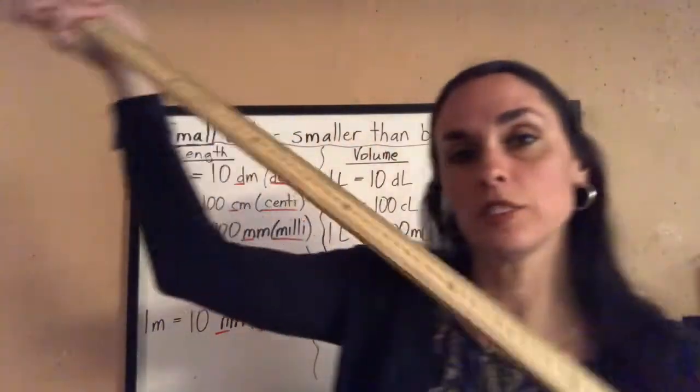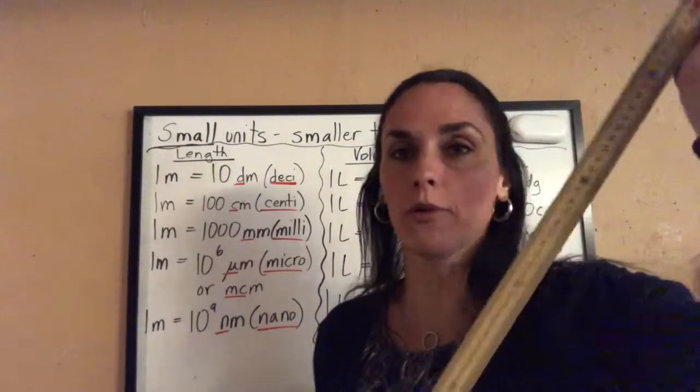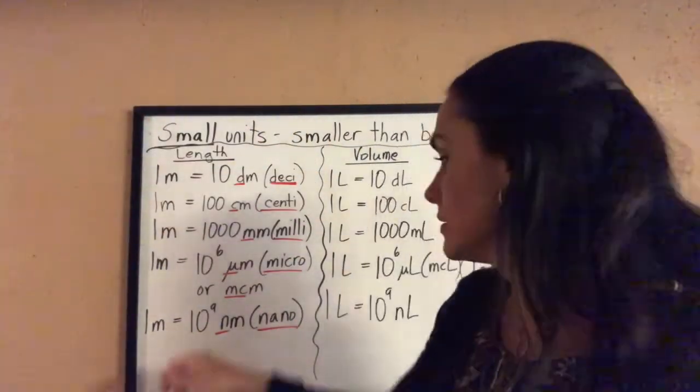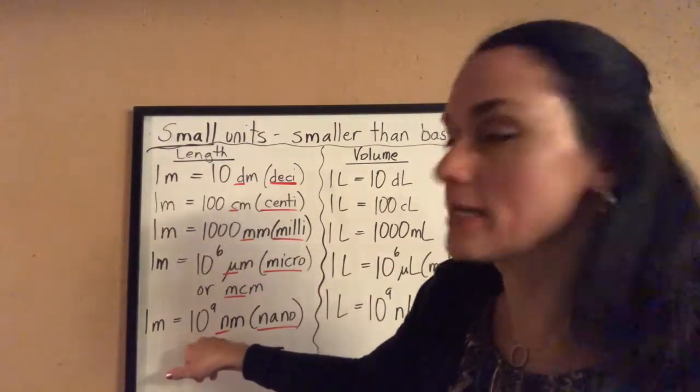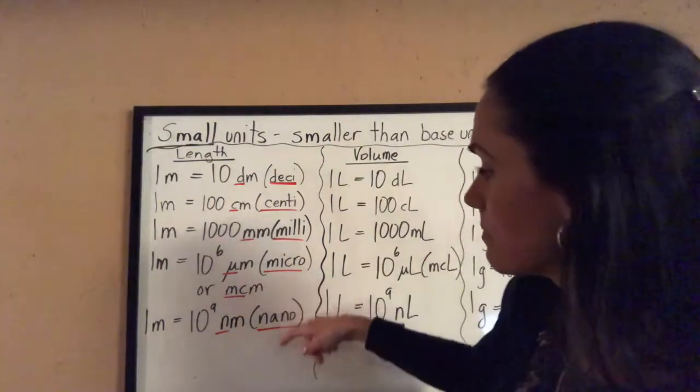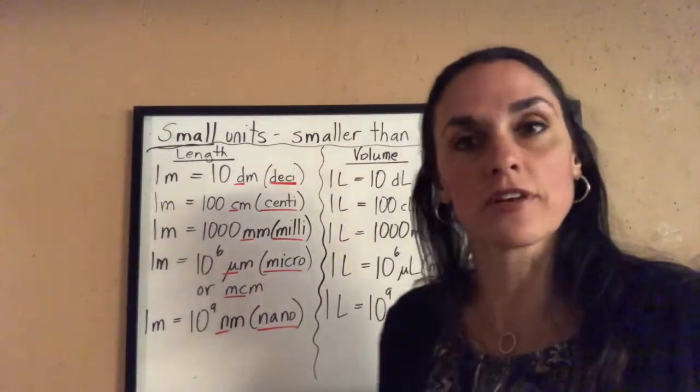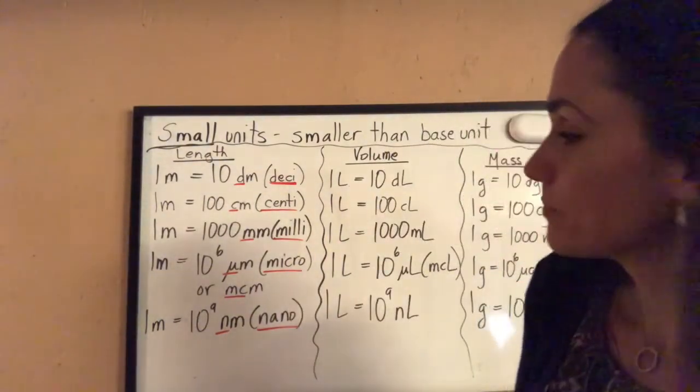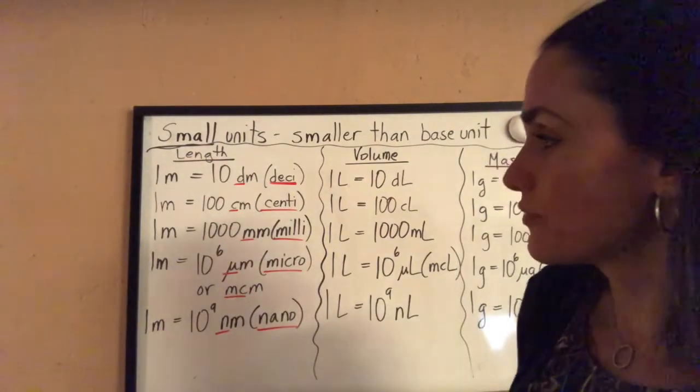1 meter broken down into 1 billion parts, 10 to the 9th, nanometers. Okay, so if I had this meter stick and I broke it into 1 billion equal parts, I would have 1 billion nanometers, prefix N meaning nano. And when we're talking on the micro and the nano scale, we're talking very, very small scale for these lengths.